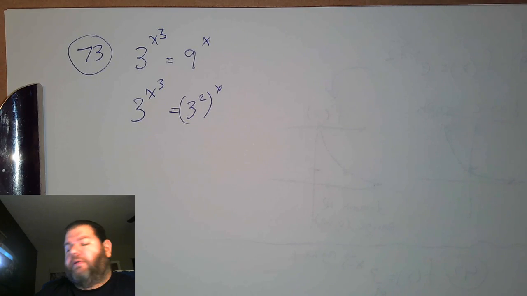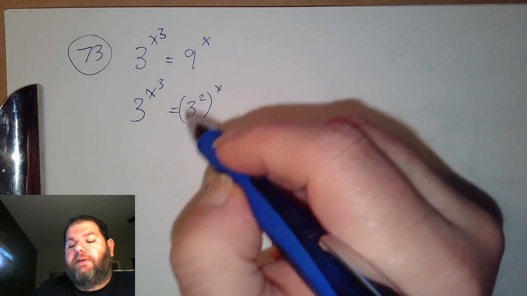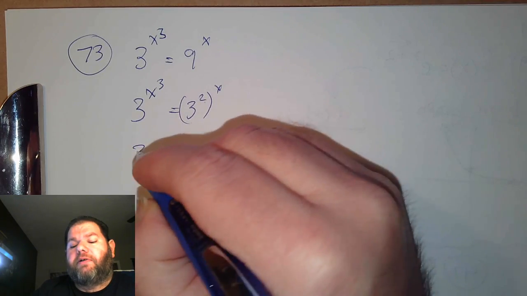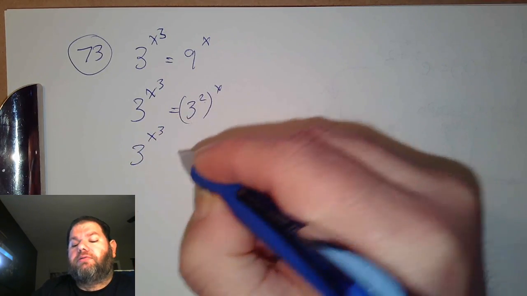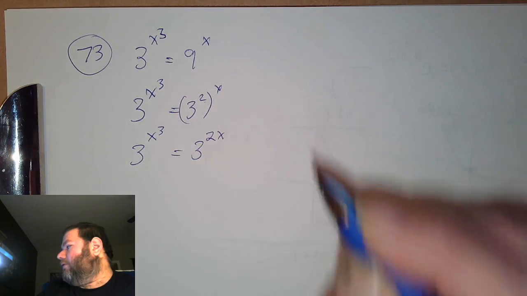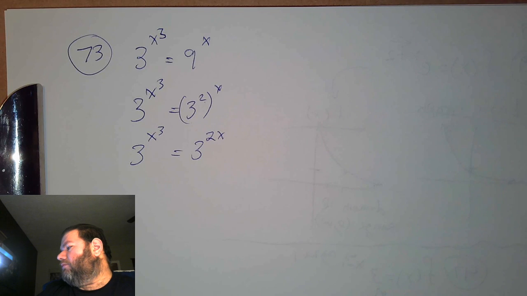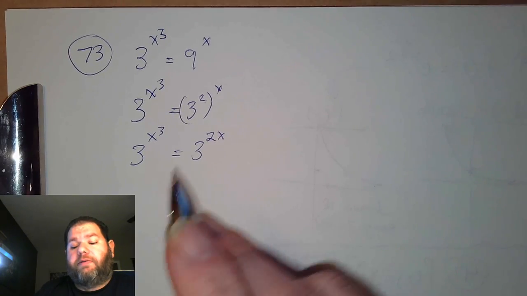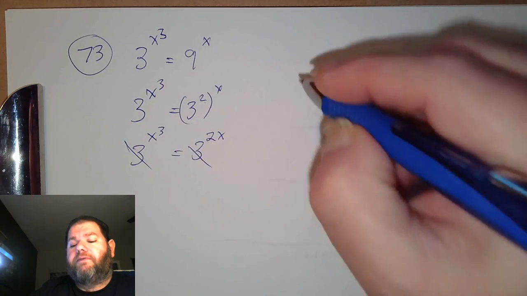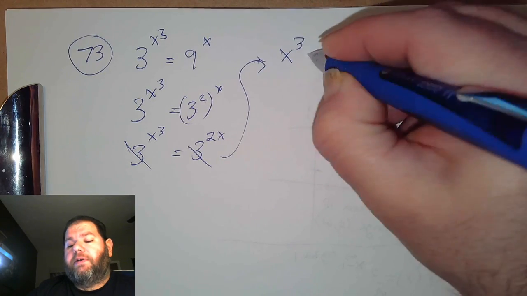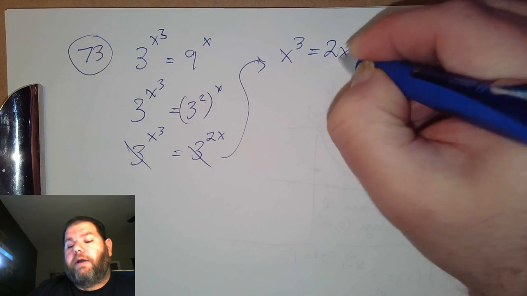Now, in this case, if we have 3 squared in parentheses raised to the x power, we multiply those together, so it's 2x. And now that the bases are the same, both of them have base 3. Cross that off. And we can say x cubed is equal to 2x.